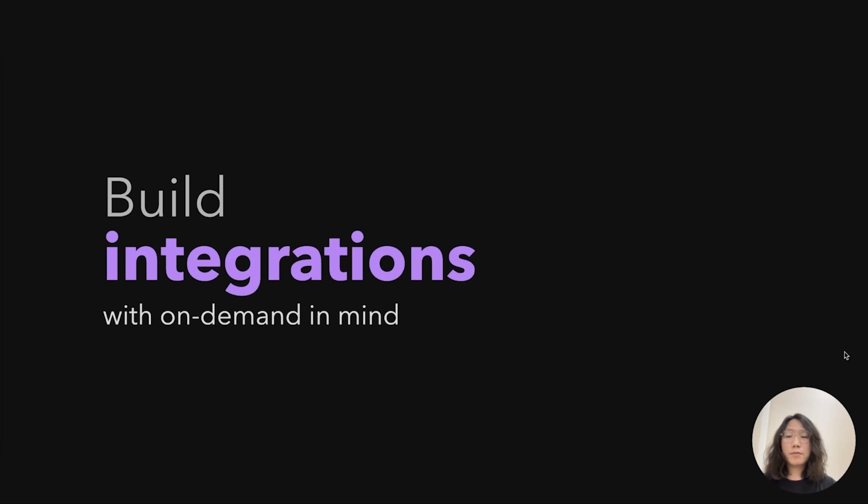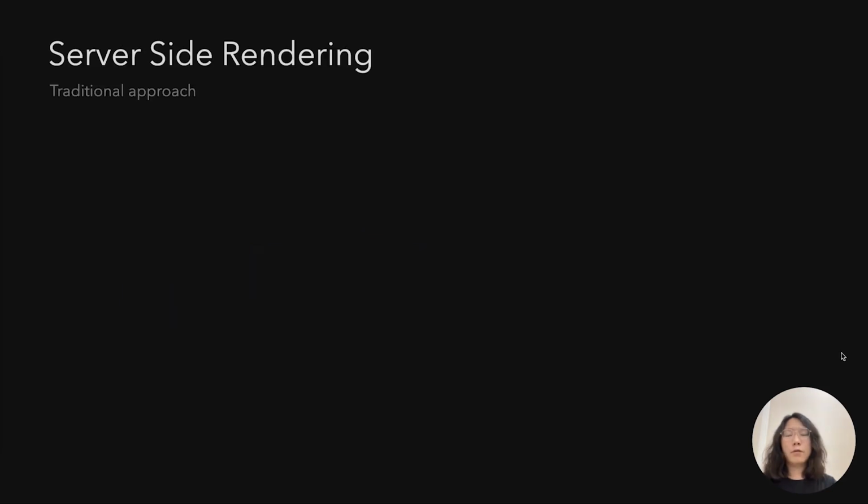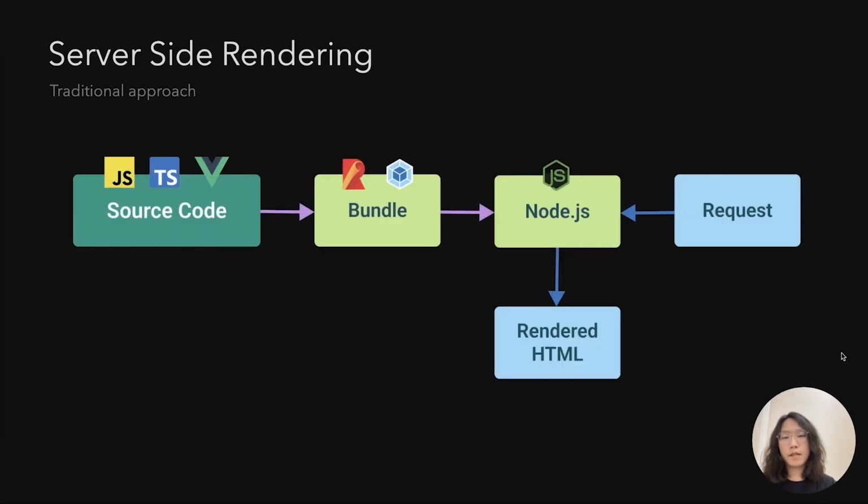So since Vite provides a lot of things on demand, I would like to encourage plugin authors to also build integrations with on-demand in mind. For example, in Nuxt, we are building a full-stack framework for Vue, and indeed, we need server-side rendering. Since Node.js cannot directly understand our source code authored in TypeScript or Vue SFC, the traditional approach is that we bundle our app into plain JavaScript for Node.js to execute and render.